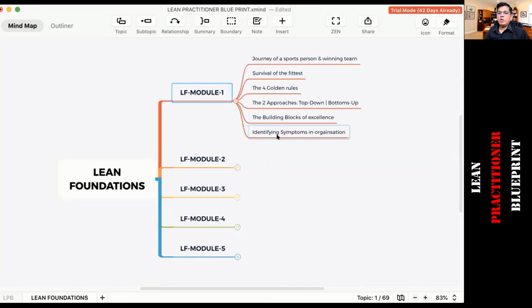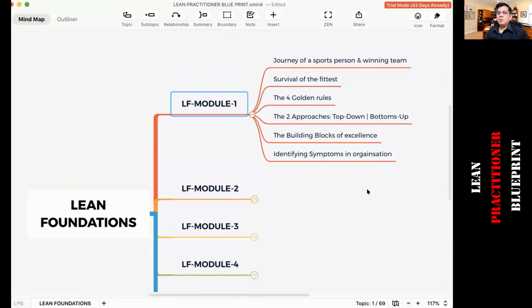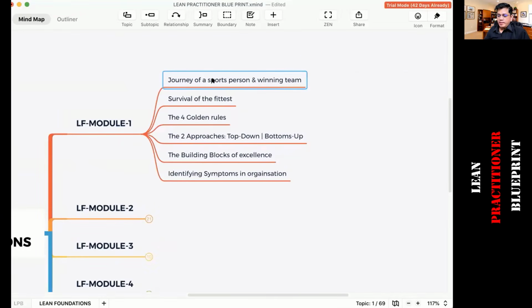In module 1, what are we going to cover? For those who attended the last session, you will know the journey of a sportsman, because we cannot jump into the concept of lean. We have to understand some basics, and hence we always compare that with the sports team and winning team. So we start with the example of cricket, football, and all that. Then we talk about survival of the fittest, which is the deer and lion example. And then we spoke about the 4 golden rules.